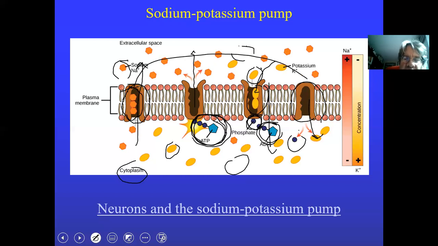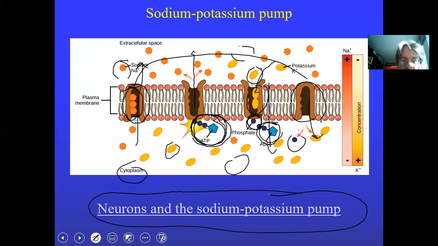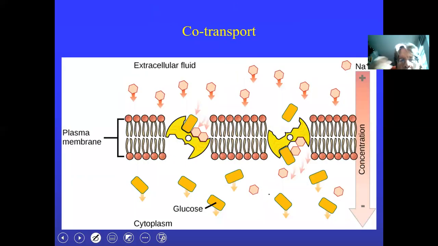If you want to see this, this is actually a really nice video showing the function of the sodium potassium pump on a molecular scale, but in a way that's understandable. So I would suggest you go look at this. Okay, then there's this idea of co-transport, where you can actually move things against a concentration gradient by using other things that are moving down their concentration gradient. I'm going to show you an example in a second of a proton concentration gradient being used to do this.